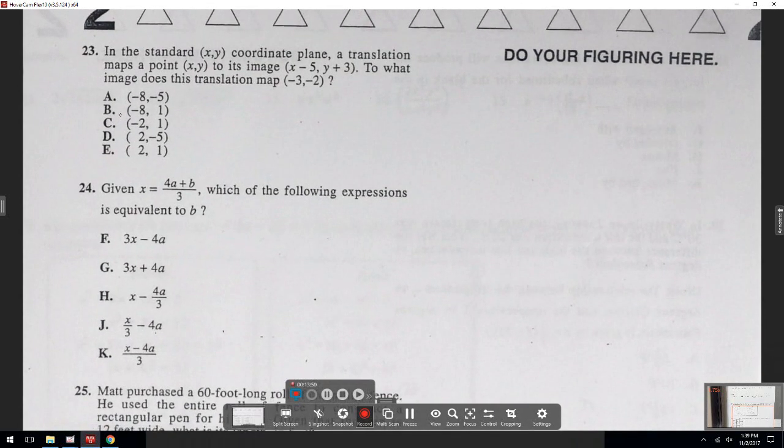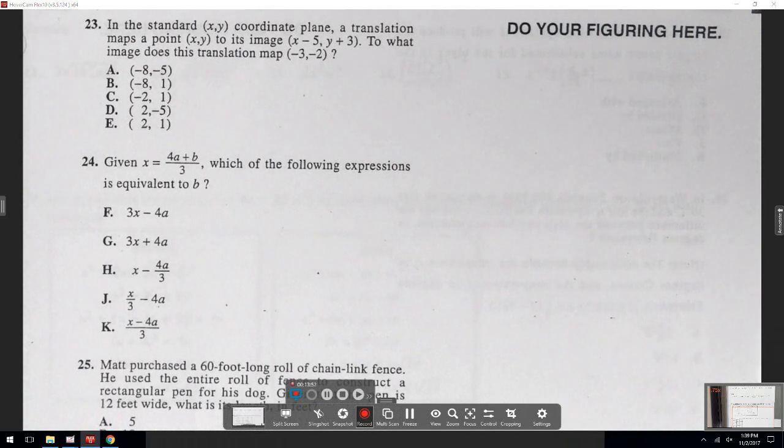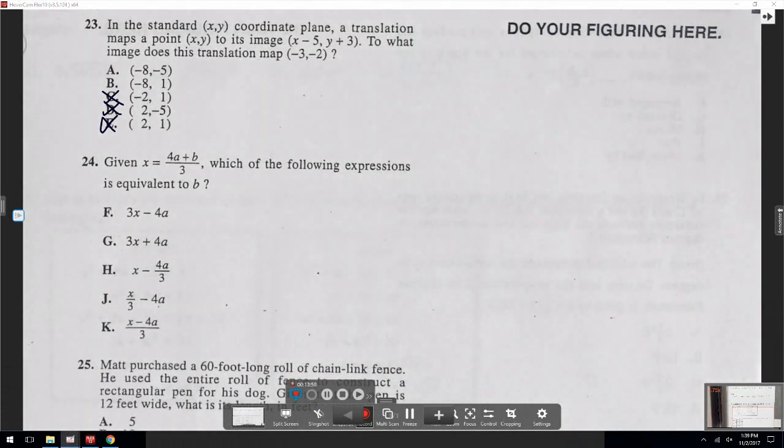So that's going to be either A or B. And then plug in -2 plus 3. How much is that? +1. That'll save you a couple extra seconds, okay? Good so far? Yeah. Sweet.